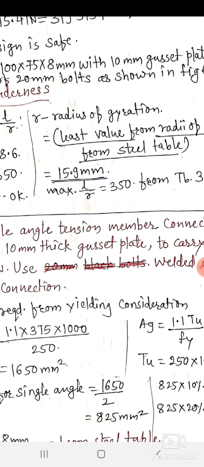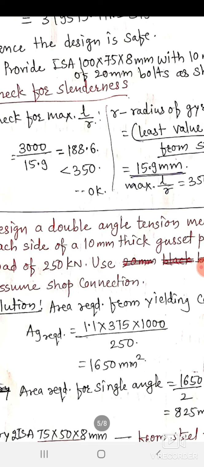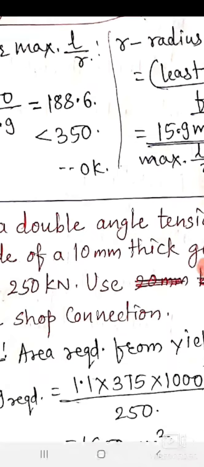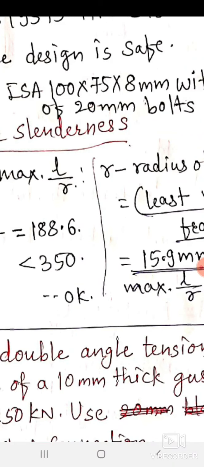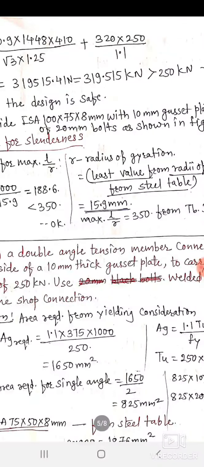There you can see RXX, RYY, RUU, RVV. Among these 4 radii of gyration, you have to select whichever is the least. So for the section 100 by 75 by 8, the least radius of gyration is 15.9. Take the ratio of L by R, that is 3000 divided by 15.9, which comes out to be 188.6. The permissible limit for the slenderness ratio is given as 350.